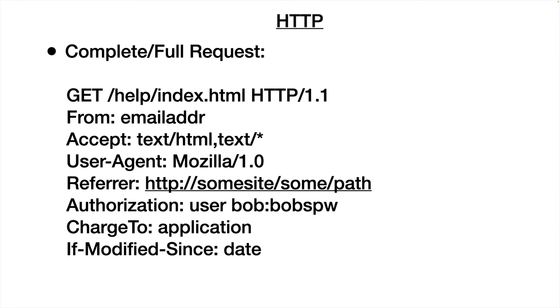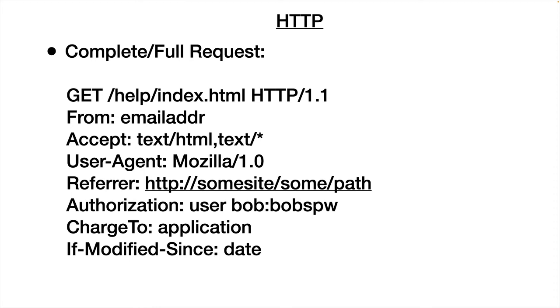Now, a more complete or full request might look like this. So you say what you want, you give your email address, you can tell what kind of things you would like back. You know, I would prefer text, in particular an HTML document, but if that's not available, I'll take anything that is text. My user agent is how my browser is identifying itself. So this was identified as Mozilla 1.0.